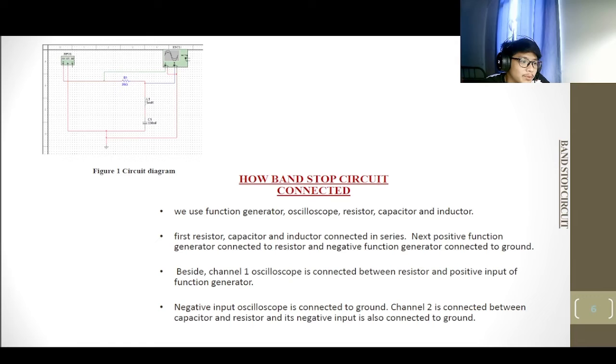First, the resistor, capacitor and inductor are connected in series. Next, the positive function generator is connected to the resistor and the negative function generator is connected to ground. Then channel 1 of the oscilloscope is connected between the resistor and the positive input of the function generator. The negative input of the oscilloscope is connected to ground, and channel 2 is connected between the capacitor and resistor, and its negative input is also connected to ground.